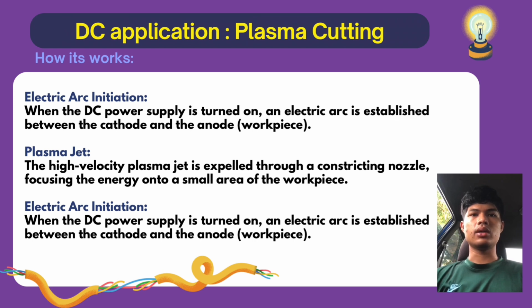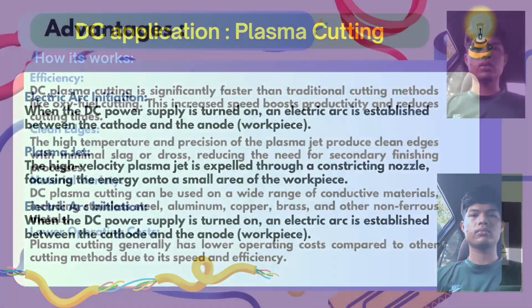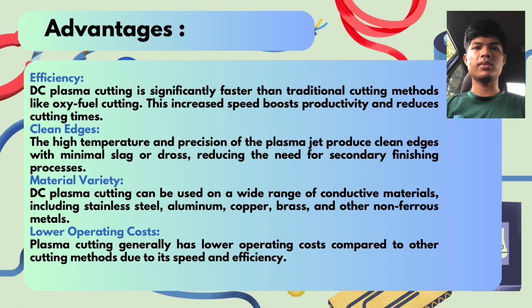Two, plasma jet. The high velocity plasma jet is expelled through the constricting nozzle, focusing the energy onto a small area of the workpiece. Three, electric arc initiation. When the DC power supply is turned on, an electric arc is established between the cathode and the anode. Next is advantages of plasma cutting.